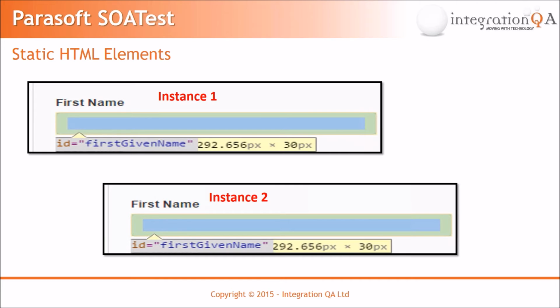On the slide right now is an example of a static element. We've got the first name field, and in this first instance it has the ID first given name, with some numbers after it. In the second instance, we literally just refreshed the page, and it's the same value. That's great, because all you have to do is click on the field and type your value, and it's going to find it again the next time you do it. But that's not always the case with HTML elements.